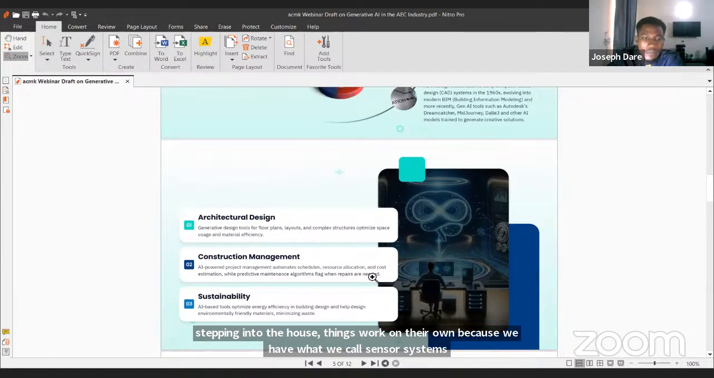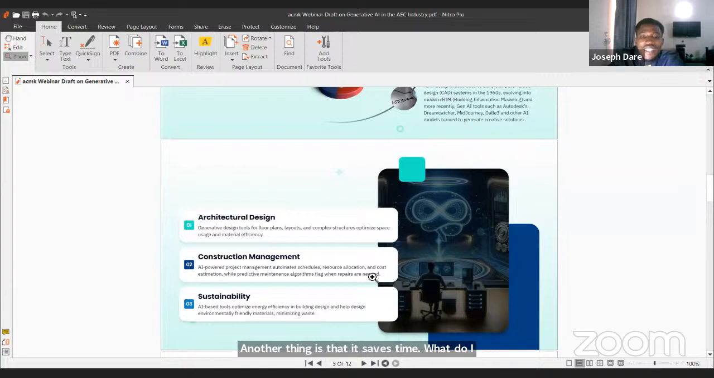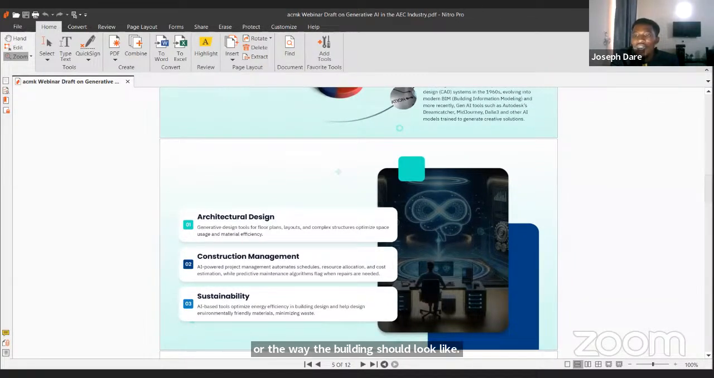Another thing is that it saves time. What do I mean it saves time? That's sustainability. There are some things that take time to do. For example, with software like Lumion for rendering, you have to adjust the settings as an architect. But now we have AI platforms where you don't need to adjust settings. You just write a prompt, a description of what you want the building to look like, based on the model you've built in your building information software like Graphisoft ArchiCAD, Revit, or Navisworks. The platform generates different variations of the way the building should look, which saves the hours involved in rendering.